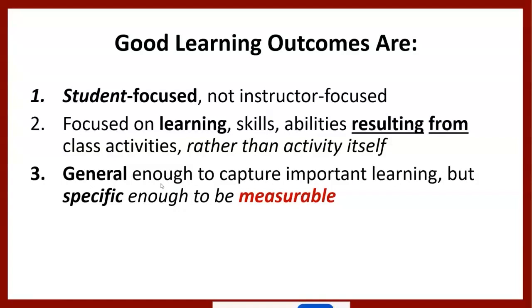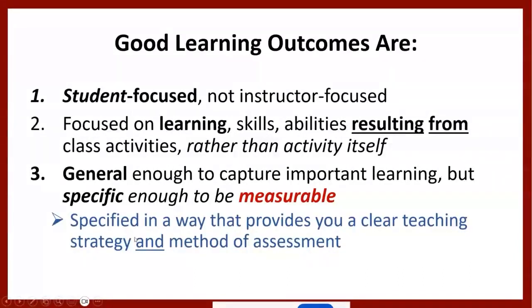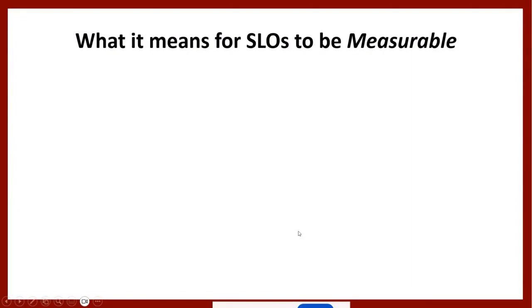They need to be specific enough that it gives you an idea of how you can measure that learning of that particular student learning outcome. So it basically leads you to a way of how you can teach it and how you can assess that particular learning. So let me give you some examples of what we mean by measurable learning outcomes.